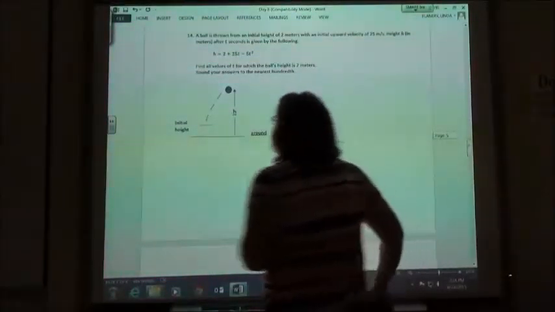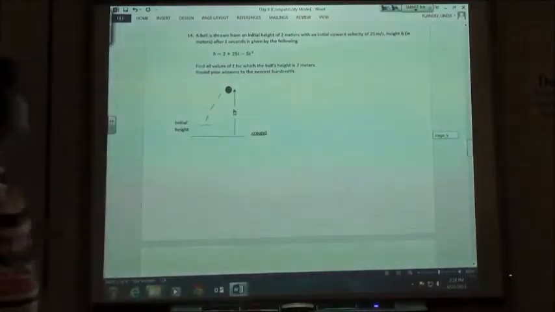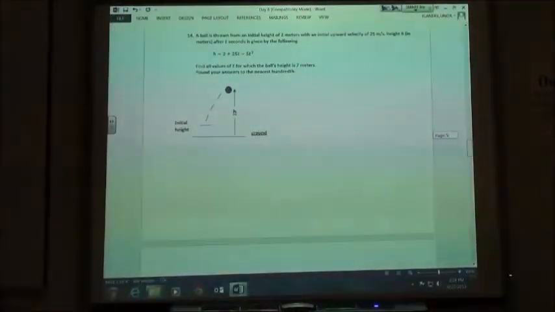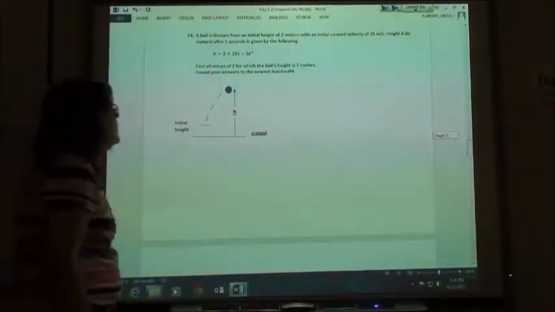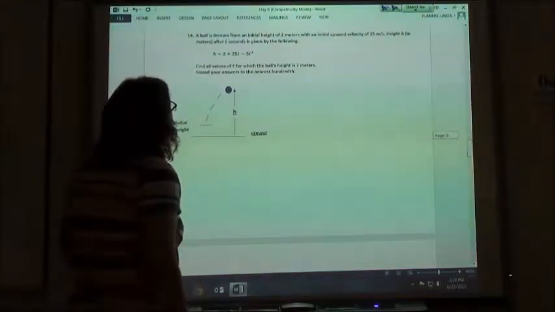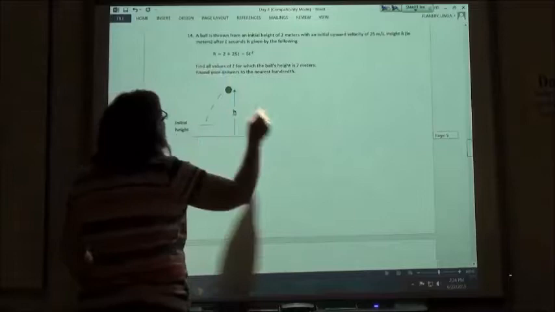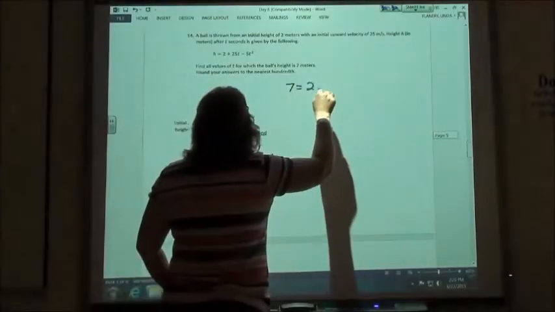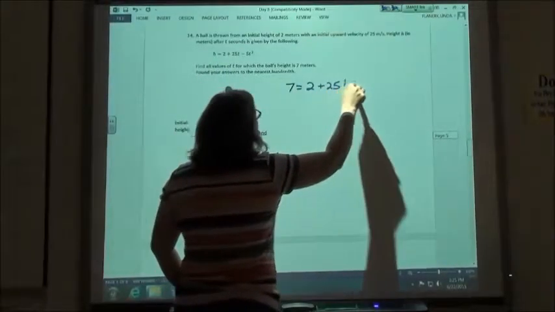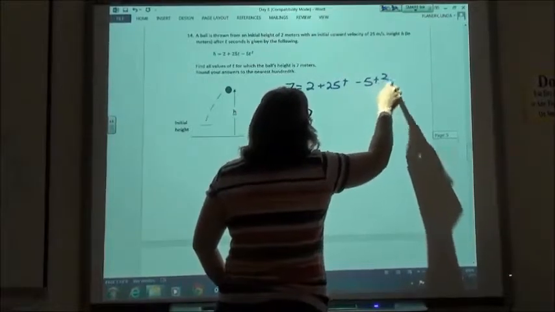Number 14, same kind of thing. A ball is thrown from an initial height of 2 meters with an initial upward velocity of 25 meters per second. The height h in meters after t seconds is given by the following. Find all values of t for which the ball's height is 7 meters. So, my height is 7. I'm going to put a 7 here. 7 equals 2 plus 25t minus 5t squared.